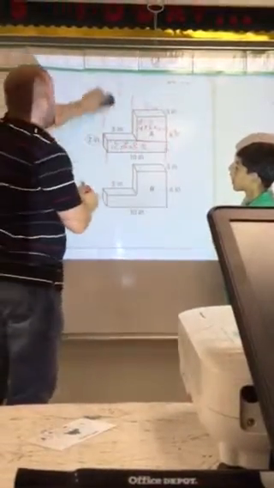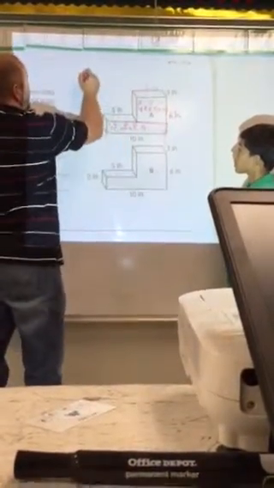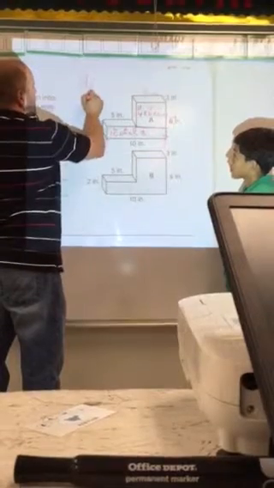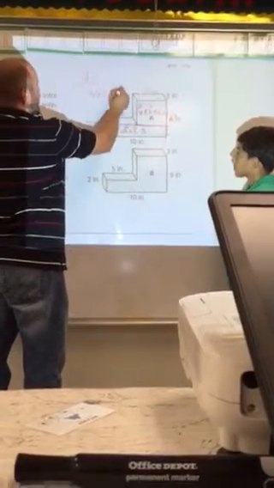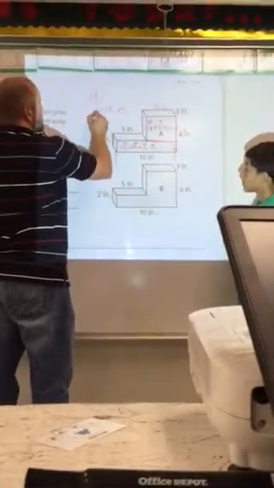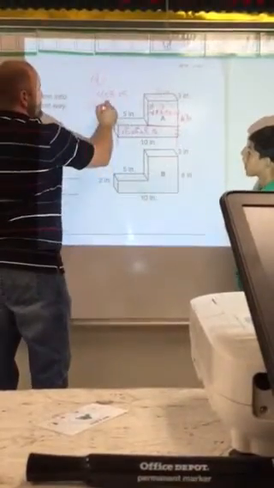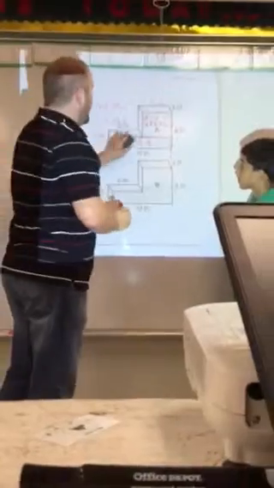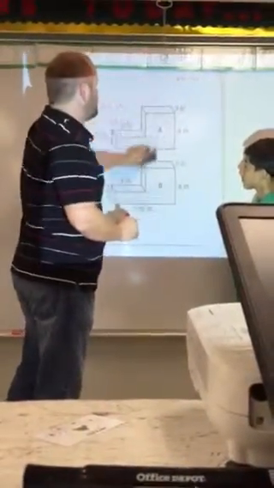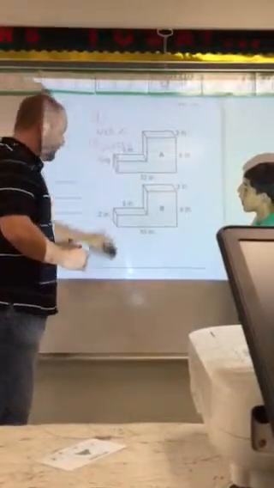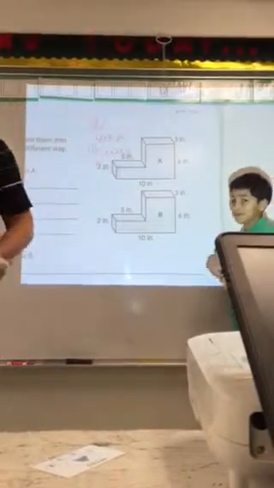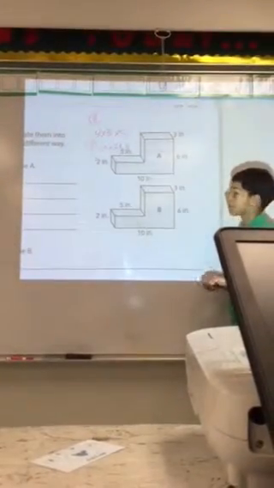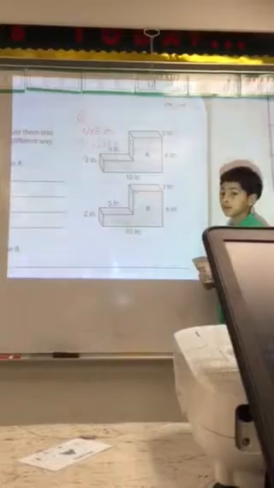So, rectangular prism A is 4 by 3 by 5. Rectangular prism B is 10 by 2 by 3. Now, EJ, explain to our friends at home how we determine the volume of those shapes.